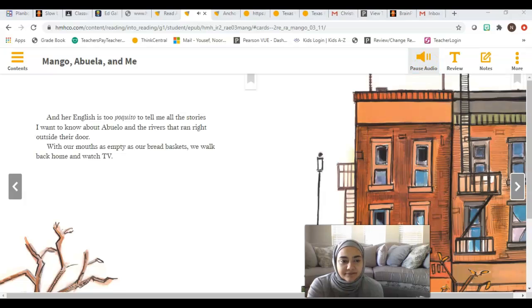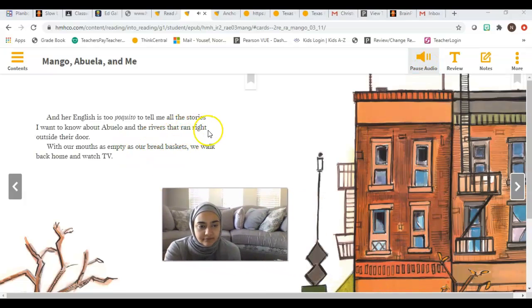And her English is too poquito to tell me all the stories I want to know about Abuelo and the rivers that ran right outside their door. With our mouths as empty as our bread baskets, we walk back home and watch TV.